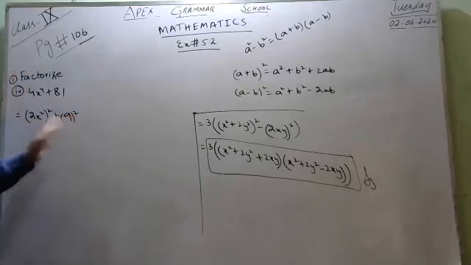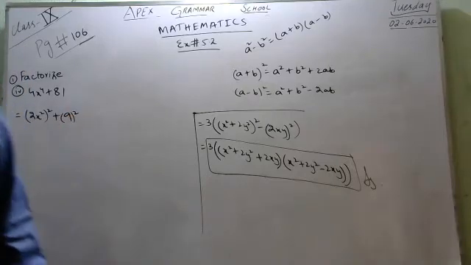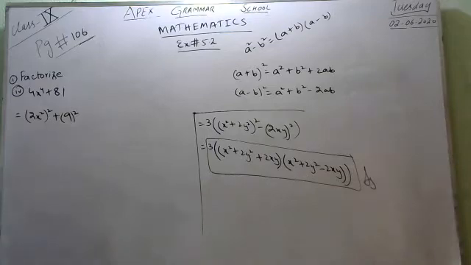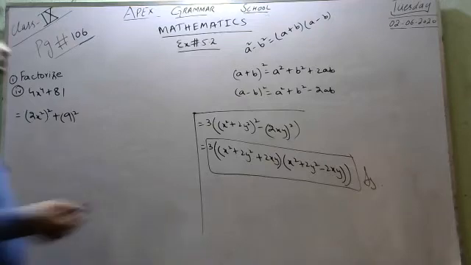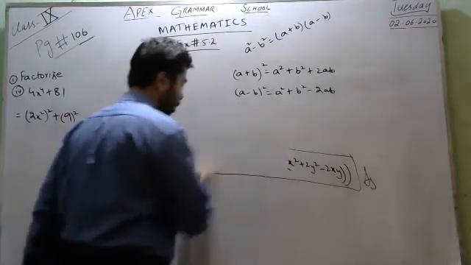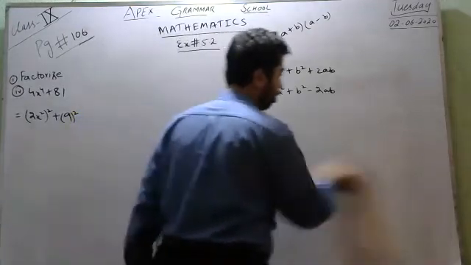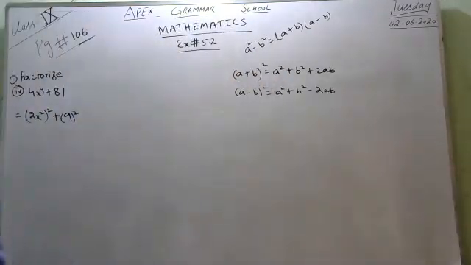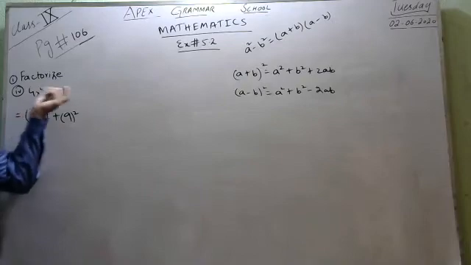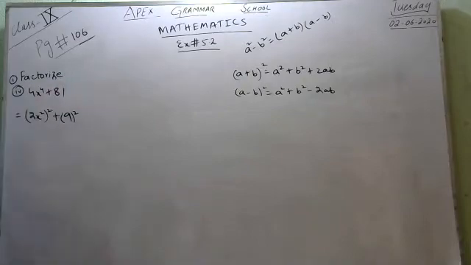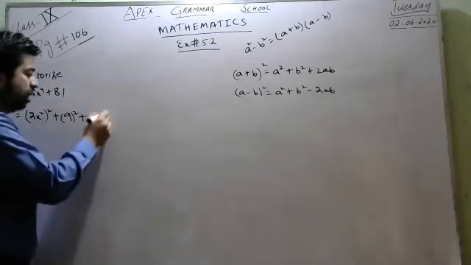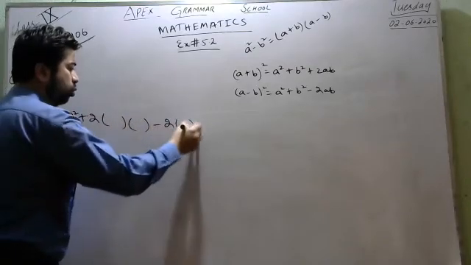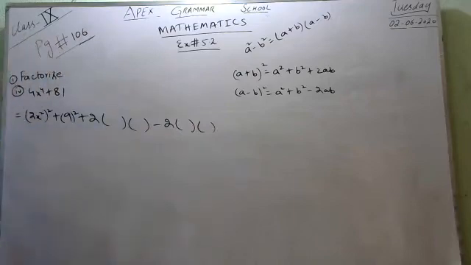This is a square plus b square. But a square plus b square is not any formula. A square plus b square is not any formula, so you have to make it a complete square. For making complete square, you need plus 2ab or minus 2ab. You don't have positive 2ab or minus 2ab. So you have to forcefully add within this question plus 2ab and then minus 2ab. This is the game within this question.